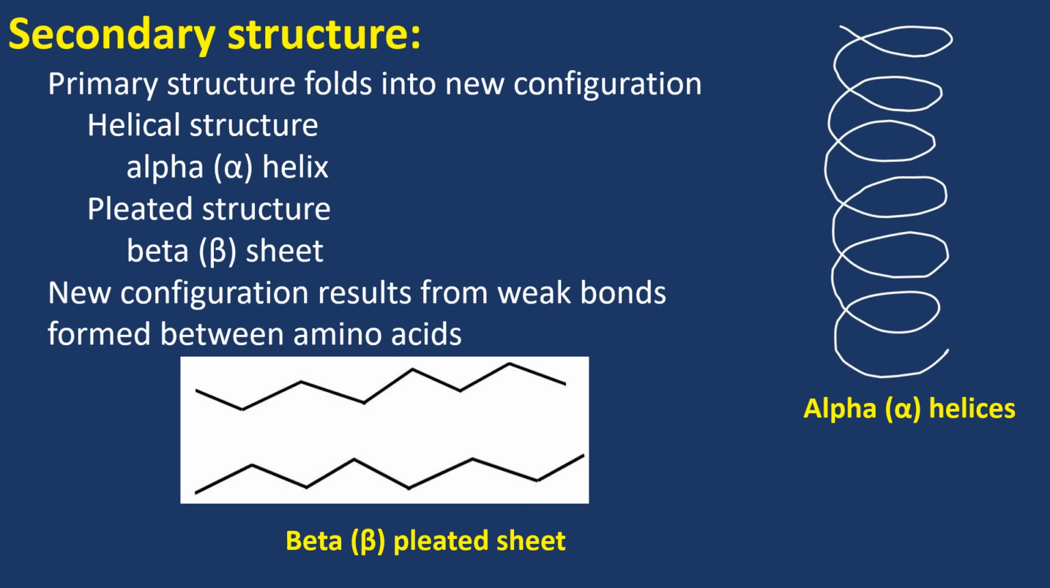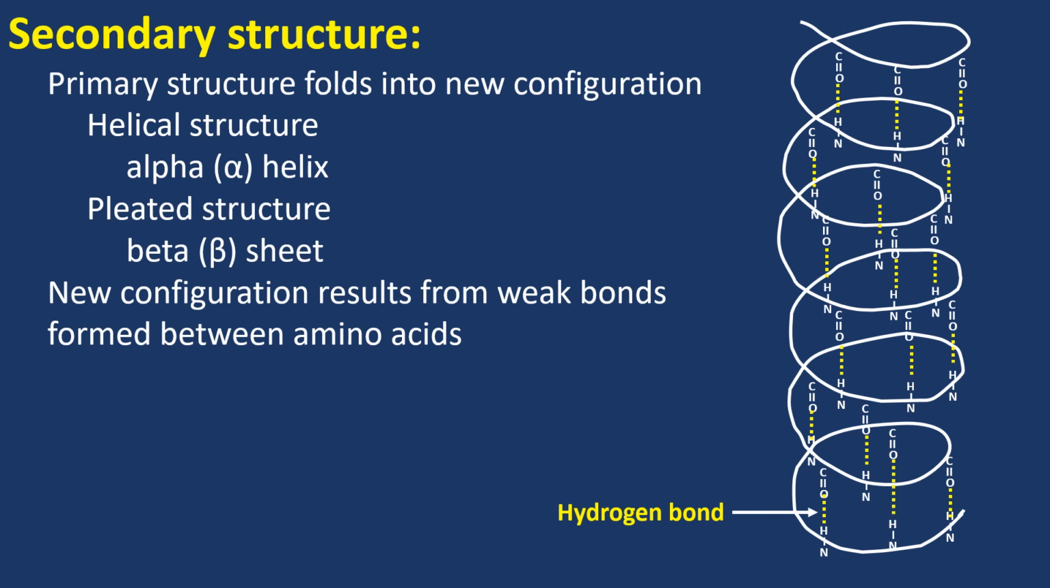In secondary structure, the amino acid chain falls into repeating patterns such as alpha helices, spiral shapes, and beta-pleated sheets, folded sheets. These structures are stabilized by hydrogen bonds between different parts of the chain, somewhat like this.